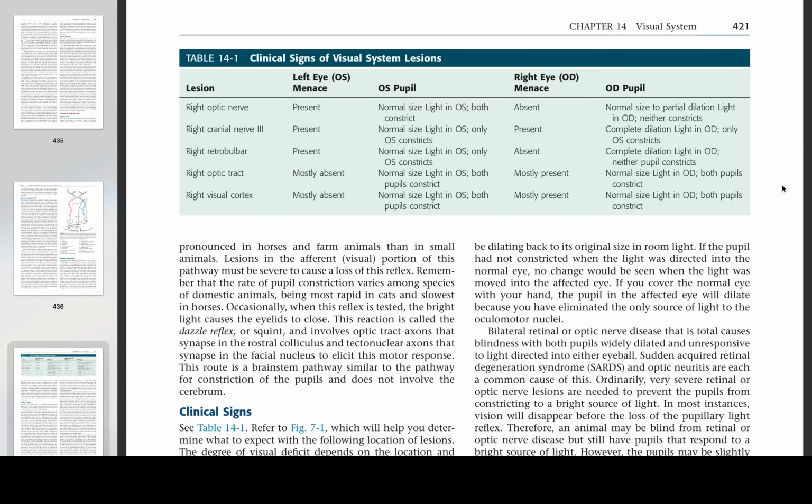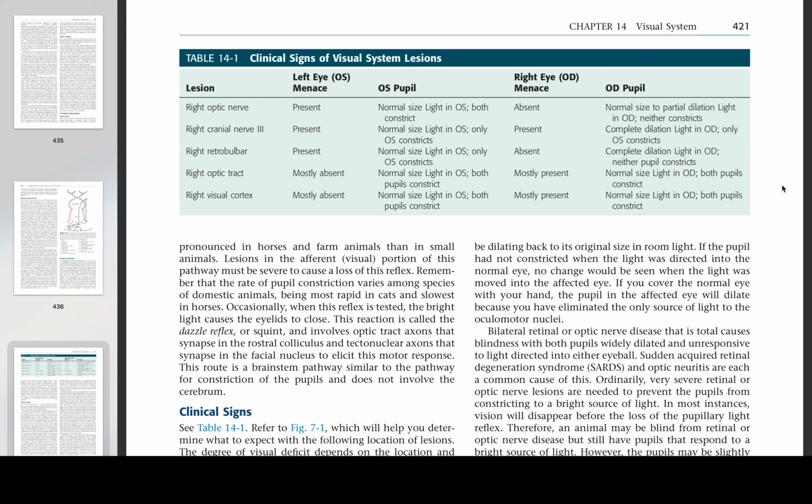Bilateral retinal or optic nerve disease that is total causes blindness with both pupils widely dilated and unresponsive to light directed into either eyeball. Sudden acquired retinal degeneration syndrome, SARDS, and optic neuritis are each a common cause of this. Ordinarily, very severe retinal or optic nerve lesions are needed to prevent the pupils from constricting to a bright source of light. In most instances, vision will disappear before the loss of the pupillary light reflex.